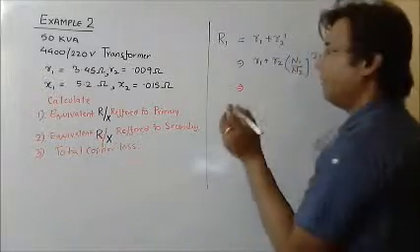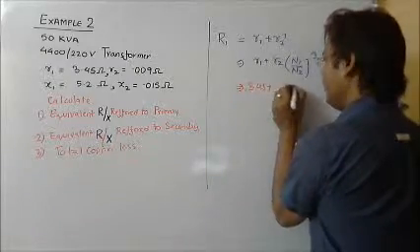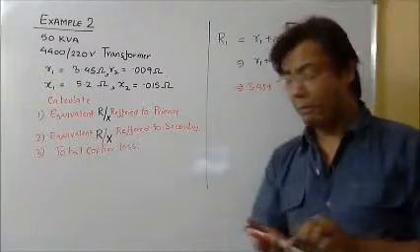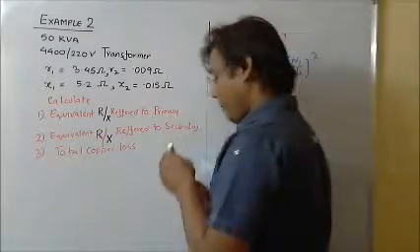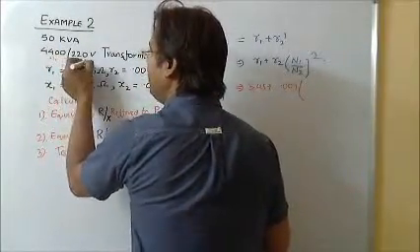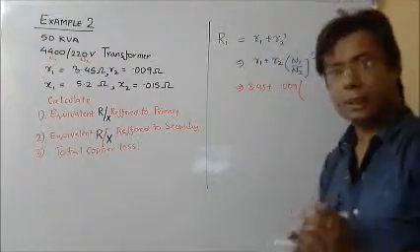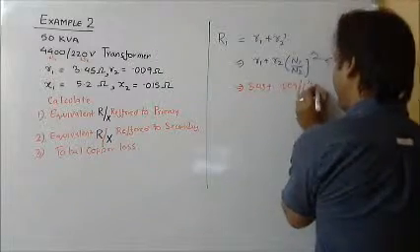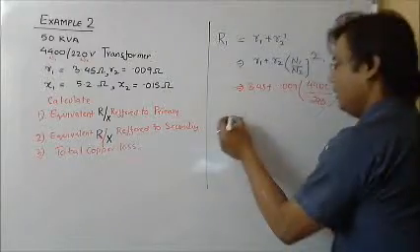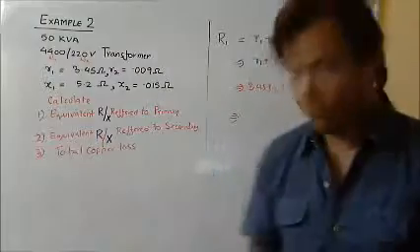We calculate this now. R1 is 3.45 plus R2, which is 0.009, multiplied by N1 by N2. Now remember, in this question, this one is N1, this is N2, so we'll have N1 by N2. N1 is 4400 divided by 220, whole square. The answer is 7.05 ohms.